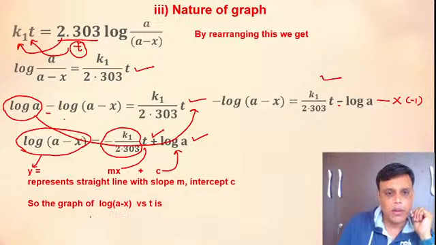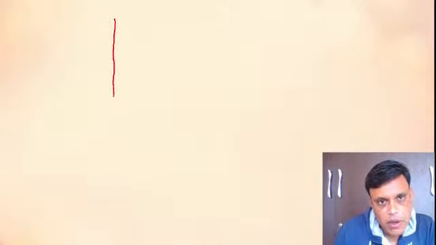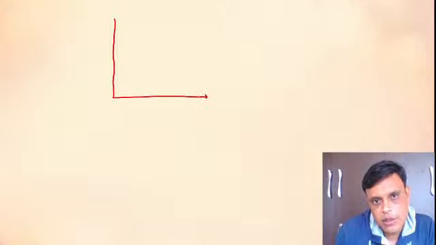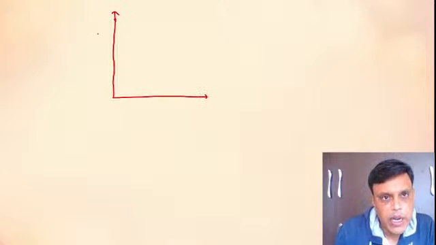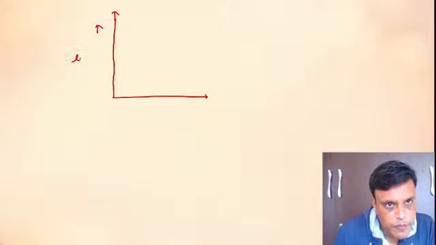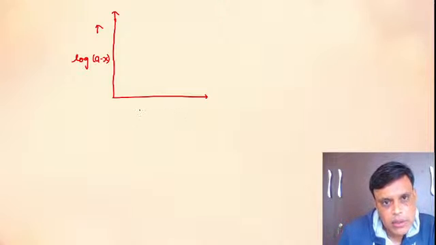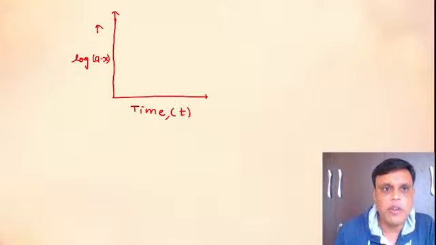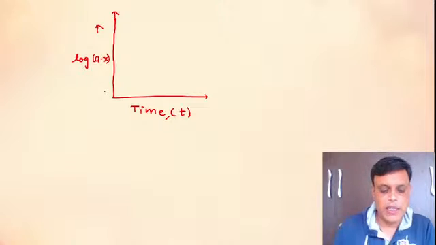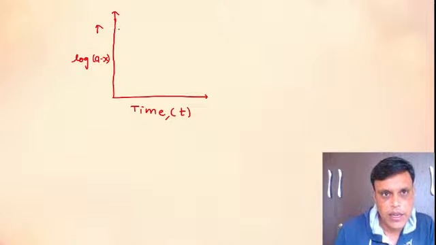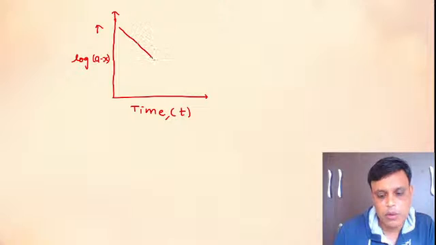I will show you. If we plot the graph of log a minus x versus t, your graph will be like this. ठीक है? For example, we will plot this graph. On the y-axis, पे क्या होगा आपका? Log of a minus x, and here on the x-axis time. So we will plot a graph of log a minus x versus time, and it is a straight line.